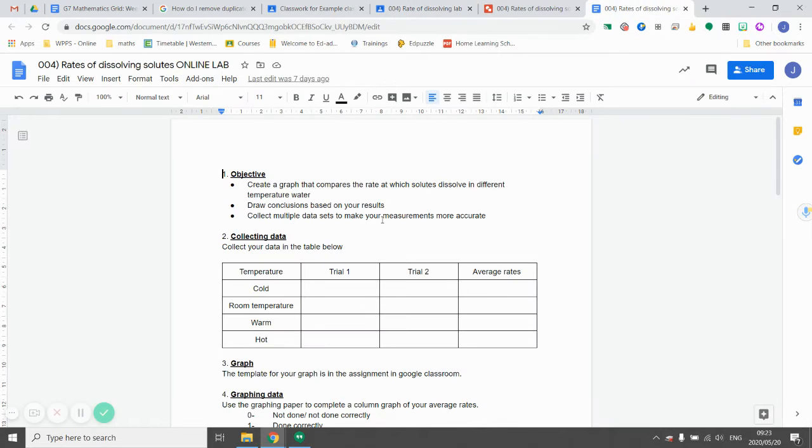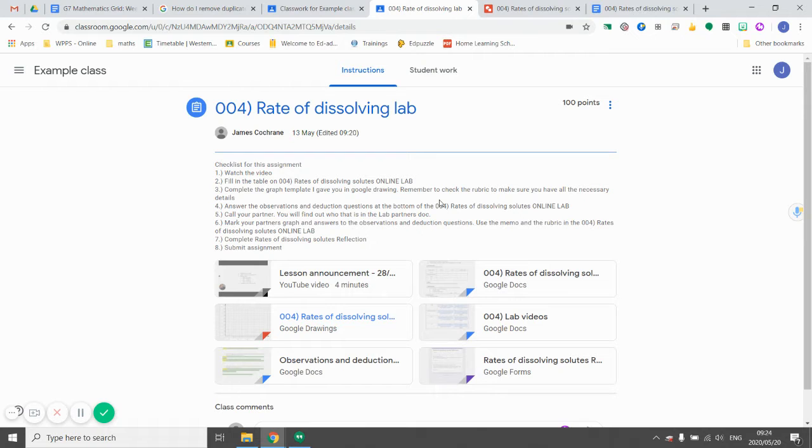So the point of this lesson is to create a graph that compares the rate at which solutes dissolve in different temperature water and draw conclusions based on your results. Collect multiple data sets to make your measurement more accurate. So those are the objectives, and that's what we're going to try and do today. First things first, you need to know what this lab is about.